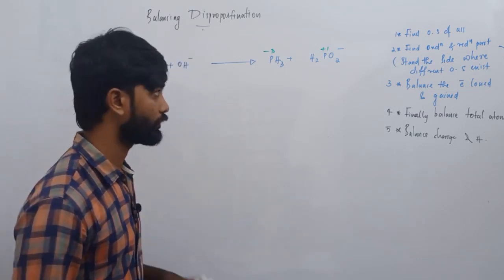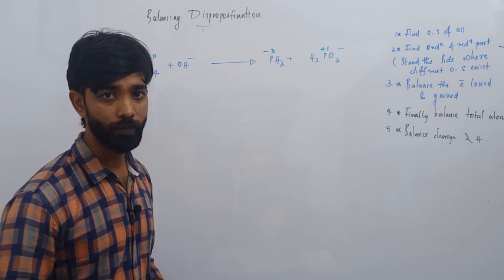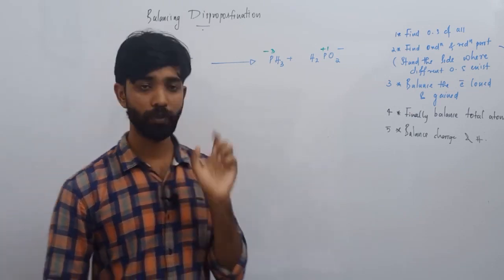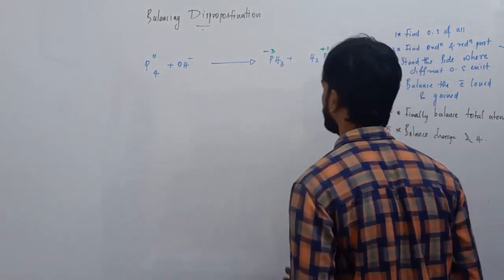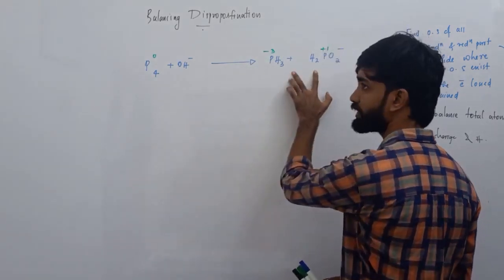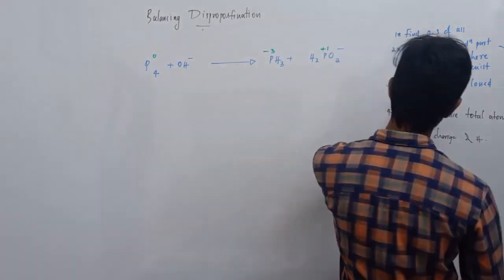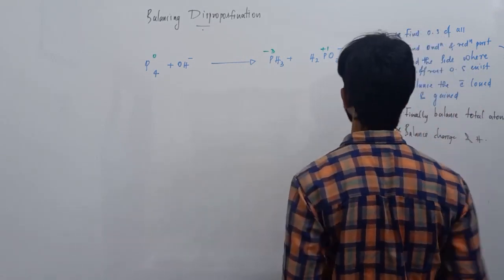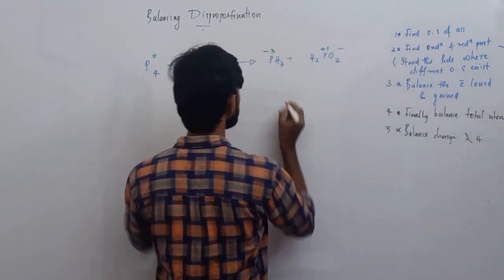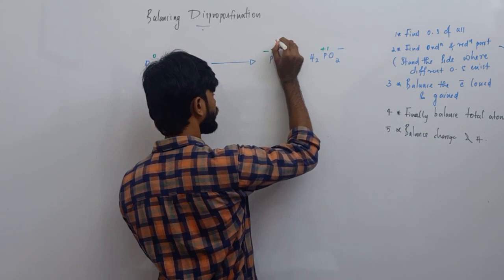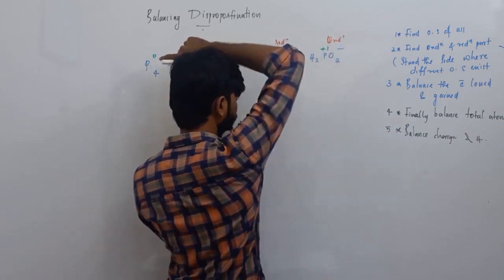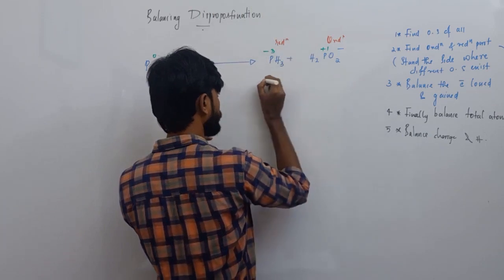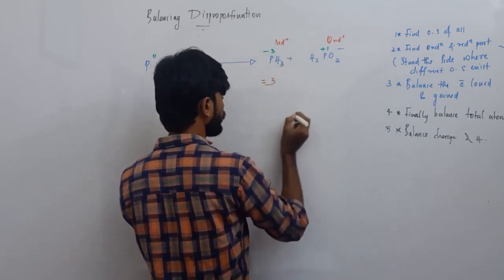No need of finding the OS of all elements. This is disproportionation, so a single element undergoes both oxidation and reduction. So I simply stand on the side where the different OS exists. Balance the electrons lost and gained. From 0, here is the reduction part, here the oxidation part. From 0 to minus 3, the electrons gained is 3.